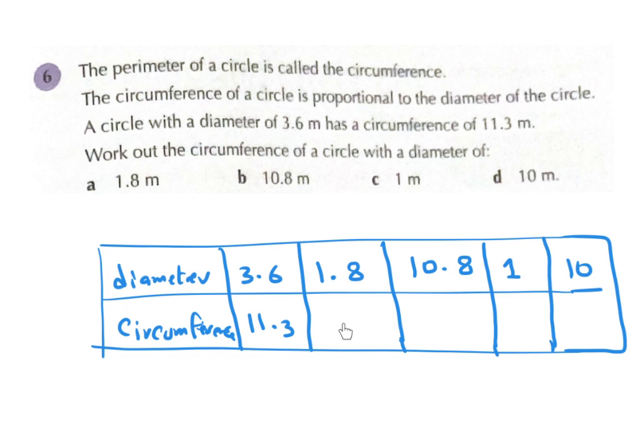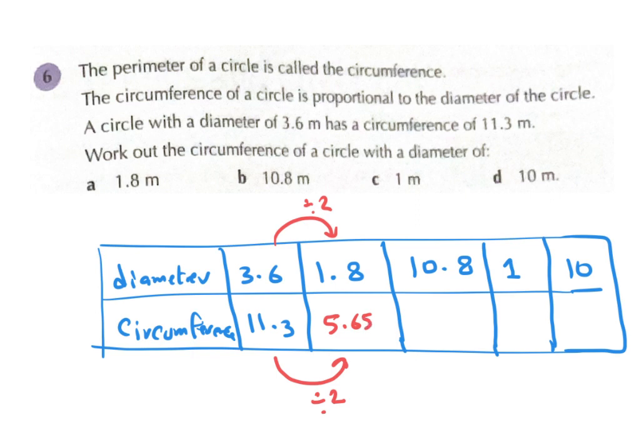Number 6. For the first one, how to solve the first one? If you can solve, just raise your hand. Mayar, how to find this number? Listen. Divide by 2. Yes, we divide by 2. 3.6 to 1.8, we divide by 2. So you have to divide 11.3 by 2. 5.65. Guys, this is the first way.